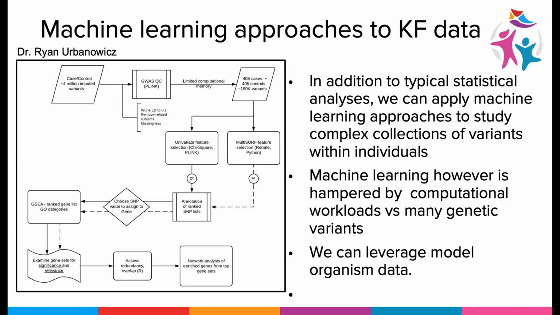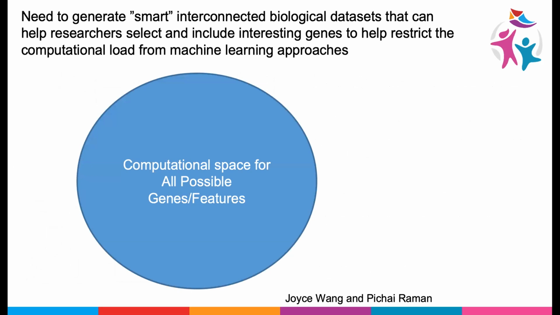We have this idea of trying to use multiple genes and pathways. So how can we leverage model organism data? Our idea is to essentially shrink this giant space down. It's like looking for your keys under the streetlight. It's not always the best way, but it's a way to start. So are there regions of the giant computational space for all possible genes and features in the genome that we can select out based on prior knowledge?